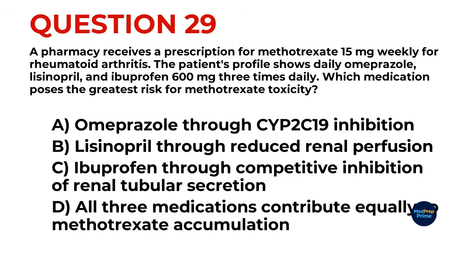Option A. Omeprazole through CYP2C19 inhibition. Option B. Lisinopril through reduced renal perfusion. Option C. Ibuprofen through competitive inhibition of renal tubular secretion. Option D. All three medications contribute equally to methotrexate accumulation.